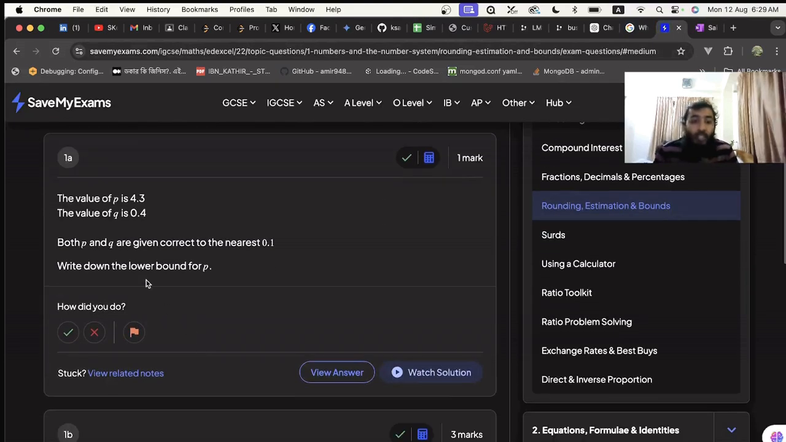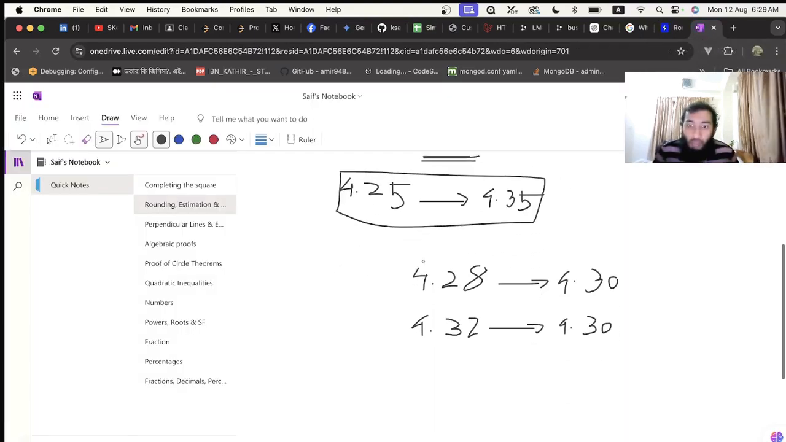So what is the lower bound for P? 4.25 is the lower bound of P, and 4.35 is the upper bound in terms of value, right? So 4.25 is the lower bound and 4.35 is the upper bound.